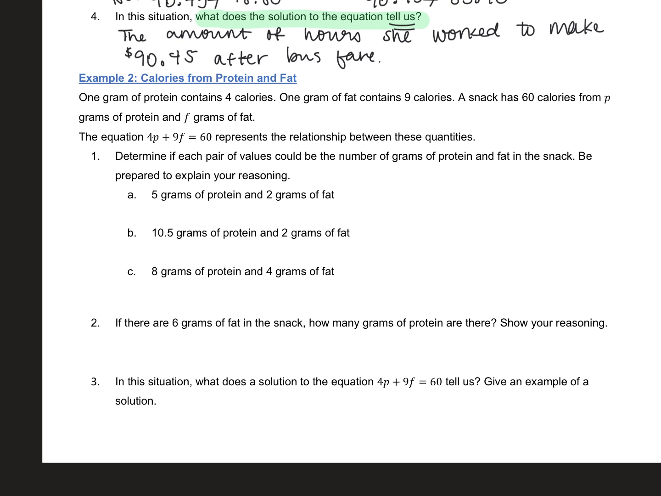Now if we look down here at our next example, similar to our first one, we have 1 gram of protein contains 4 calories, 1 gram of fat contains 9 calories, and a snack has 60 calories, that's our total, from P grams of protein and F grams of fat. The equation 4P plus 9F equals 60 represents the relationship between these quantities. And we want to determine if each pair of values could be the number of grams of protein and fat in the snack, and we want to make sure we know how to explain.